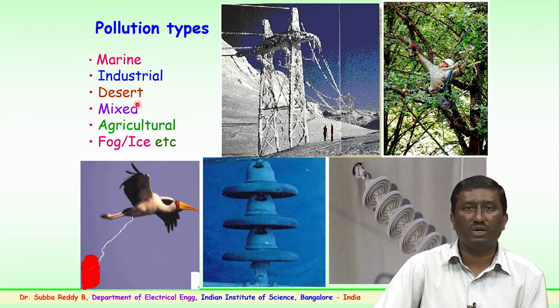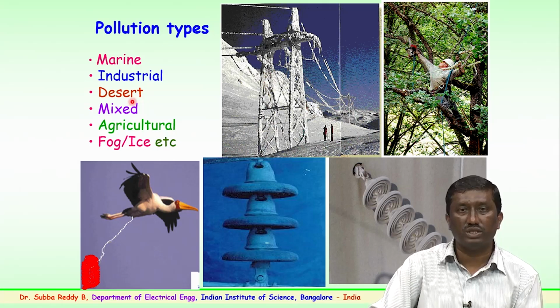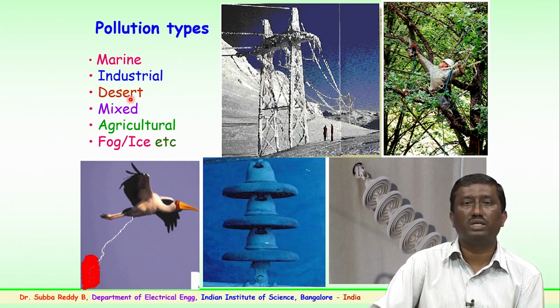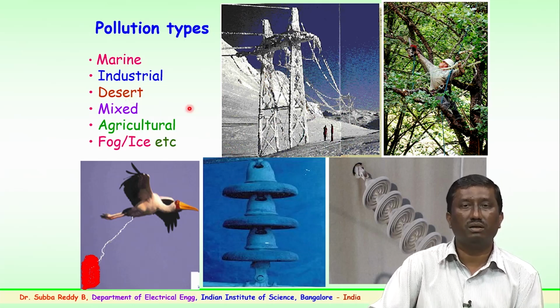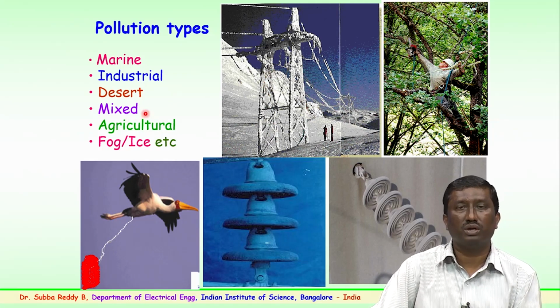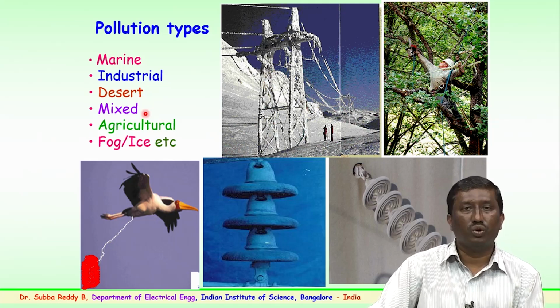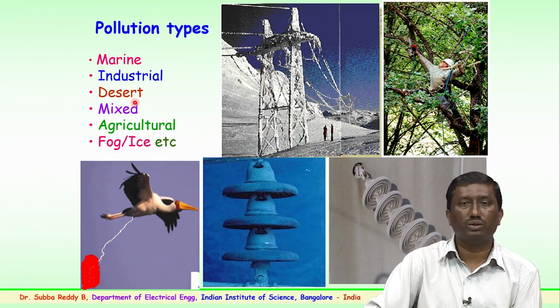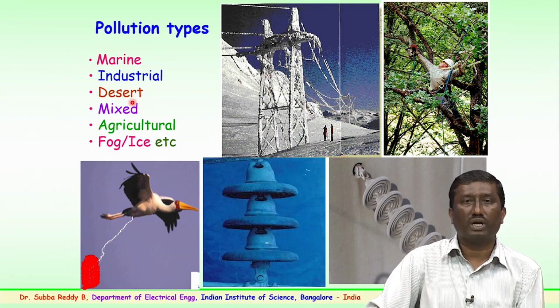Similarly, in the case of desert sand, which is highly conductive in some countries, the desert sand also gets accumulated on the insulator surface, becomes wet during humidity, and the surface starts conducting. So, desert pollution is also an important factor to be noted. Mixed pollution could be a transmission line running both near industry as well as the sea coast, or in the desert where industries could be present, or any combination. Such pollutants also get accumulated on the surface over a period of time.